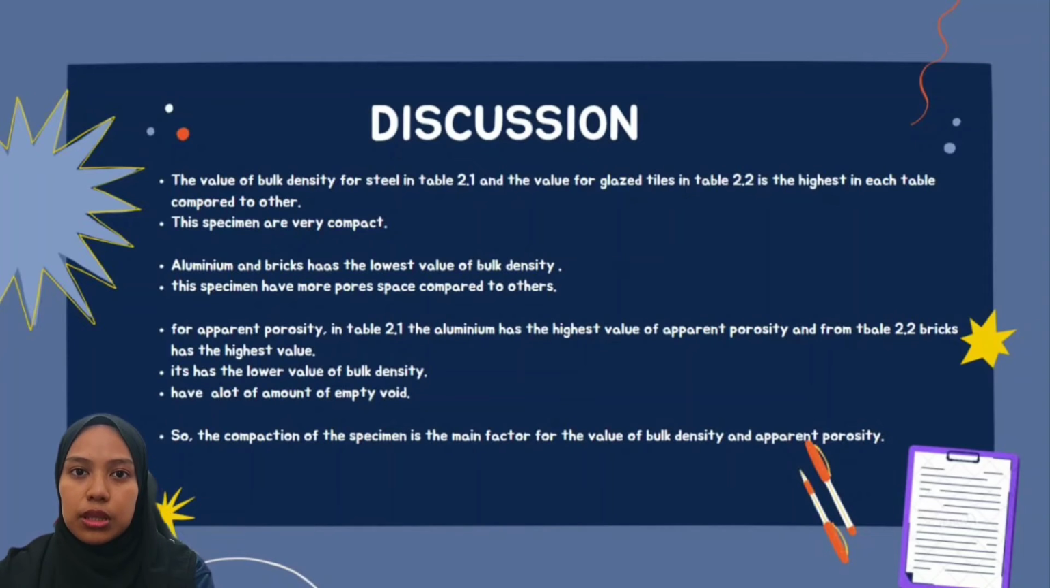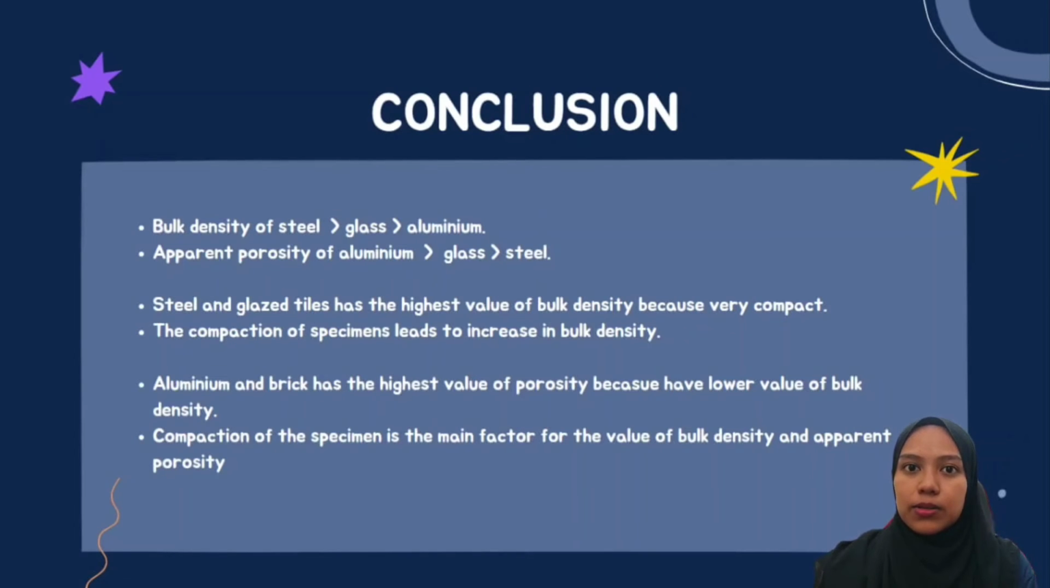For apparent porosity, in table 2.1 the aluminium has the highest value, and in table 2.2, brick has the highest value. It has a lower value of bulk density. It is because it has a large amount of empty void. So the compaction of the specimen is the main factor for the value of bulk density and apparent porosity. So the second last part is the conclusion.